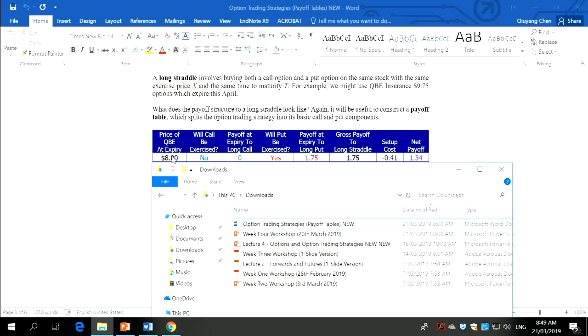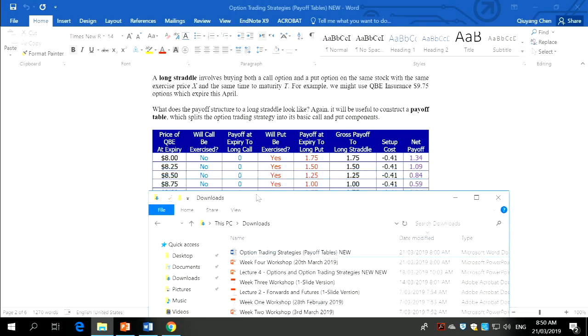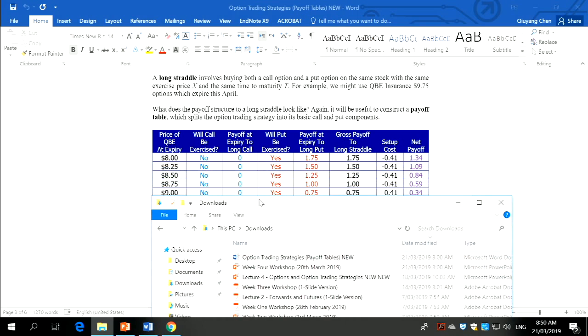Because the share price is lower than the strike price, $9.75, the answer is no, right? You wouldn't exercise an out-of-the-money call option. And the same decision will be made here when the share price is $9. $9 is lower than the strike price, $9.75. You would not want to exercise this out-of-the-money call option.